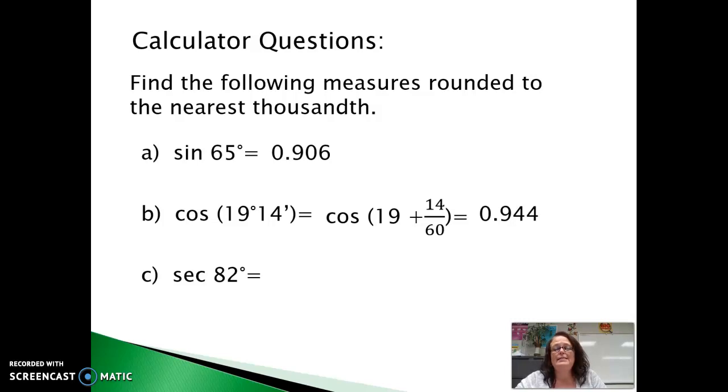If we want to figure out secant, I don't have a secant button in my calculator, but I have a cosine button in my calculator, and I know that secant is the reciprocal of cosine. So that's the same as saying either 1 over cosine or 1 divided by cosine of 82. So in my calculator, if I press 1 divided by, and then however your calculator does the cosine of 82. If it's forwards, you would say cosine 82. If it's backwards, you would say 82 and then cosine, and then equals, and we get 7.185.